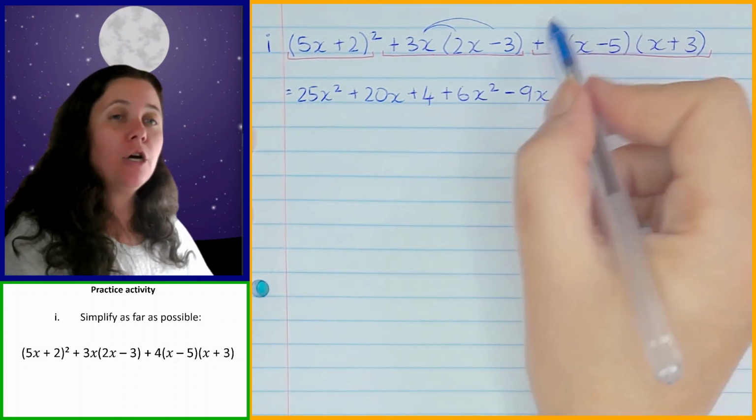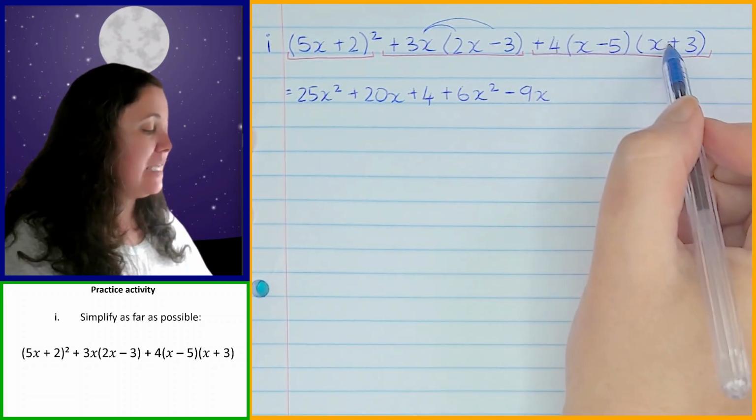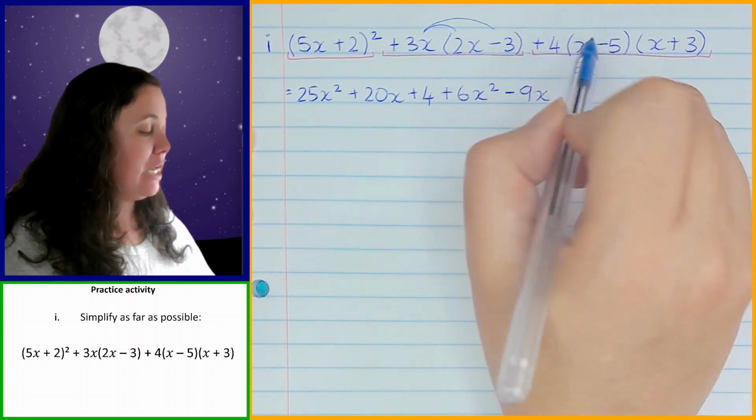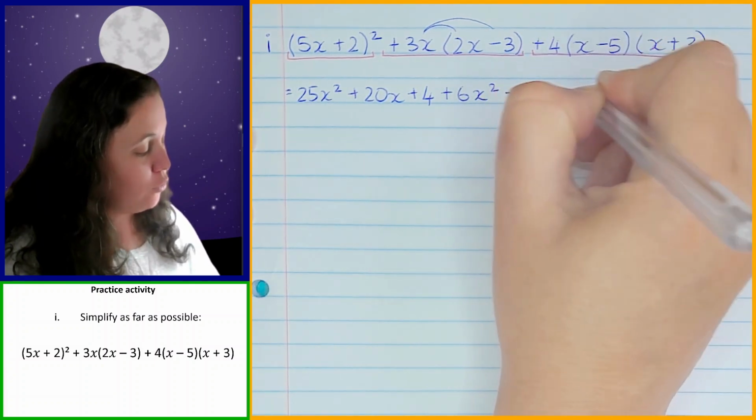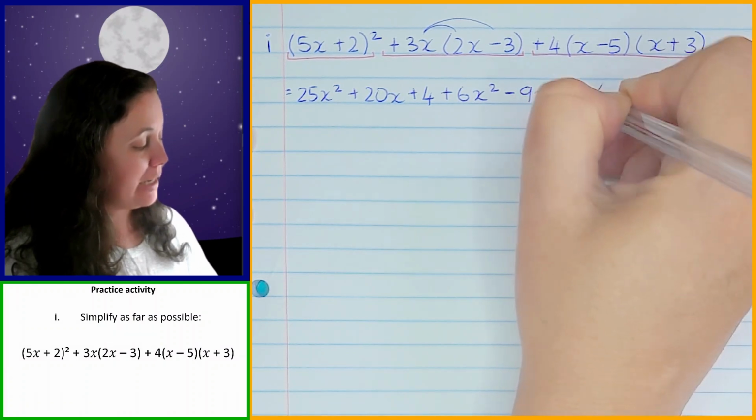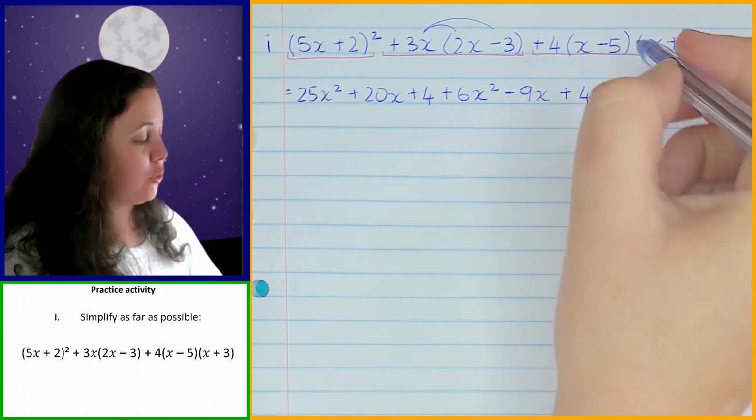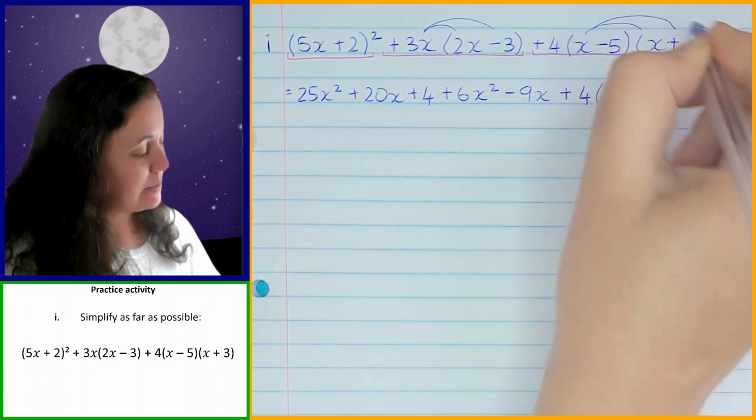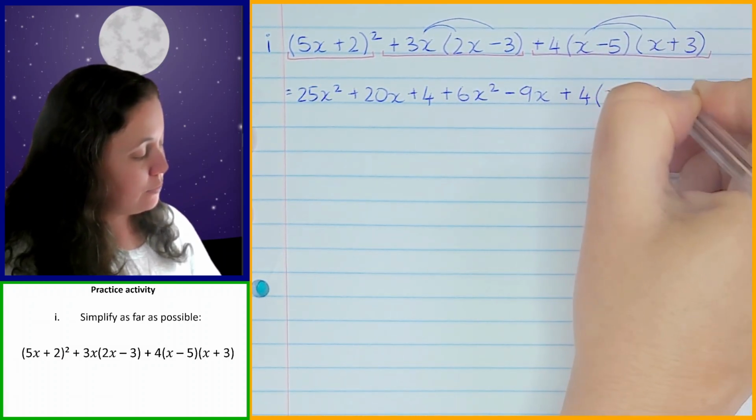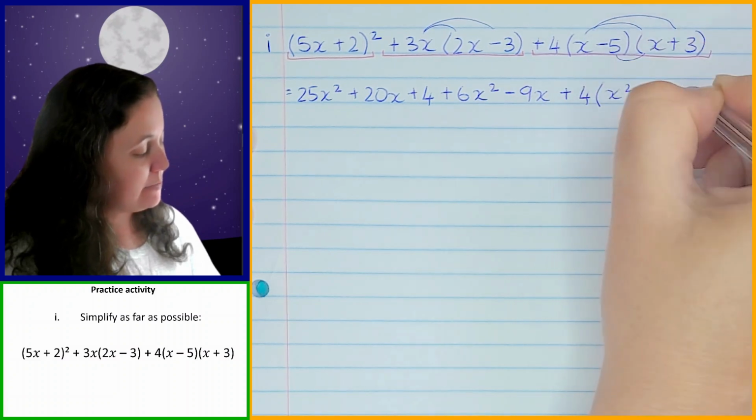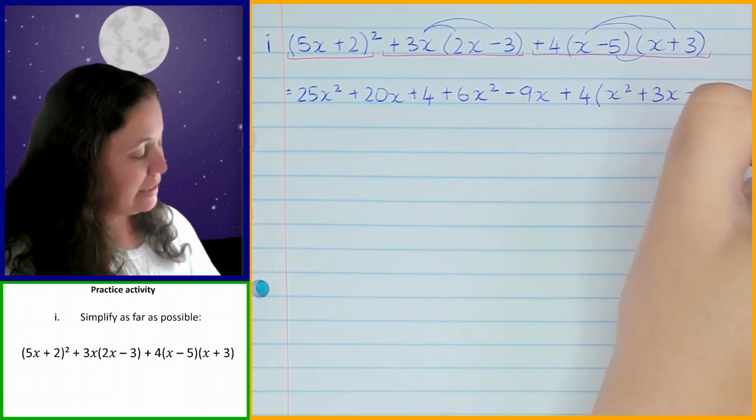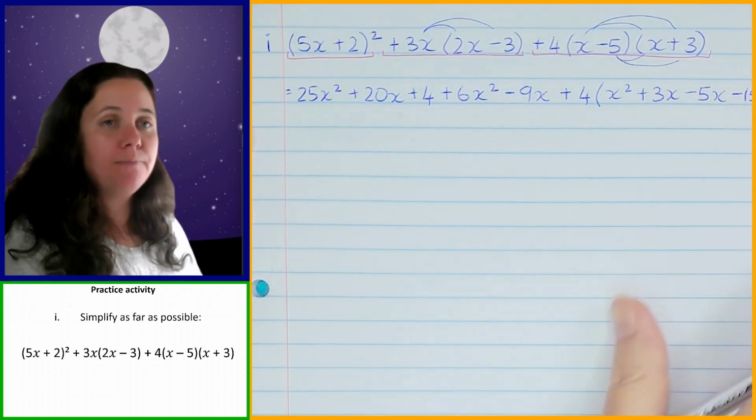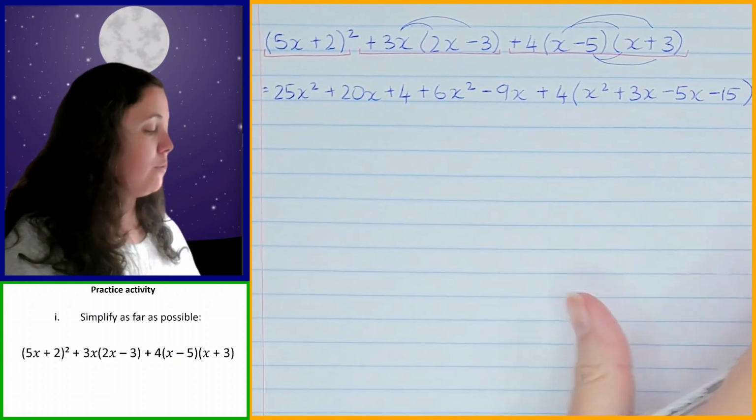Then in my last term, I've got two sets of brackets, and I also have this 4 that needs to be multiplied in. So I'm going to do the brackets first, and then I'll multiply the 4 in afterwards. So I'm going to have plus 4, and then in brackets, the product of those two binomials. So x times x is x squared, x times positive 3 is plus 3x, negative 5 times x is minus 5x, and negative 5 times 3 is minus 15. Okay, so that's what we should have got for the multiplication so far.